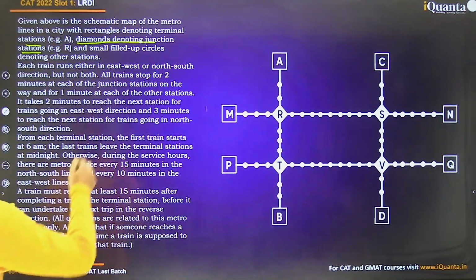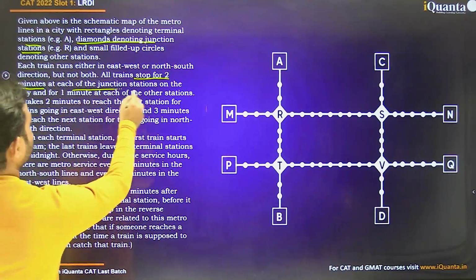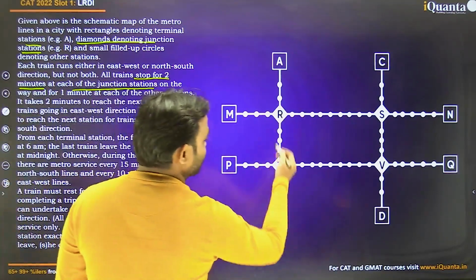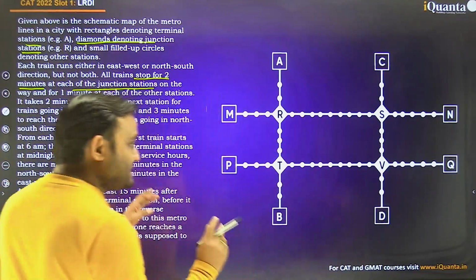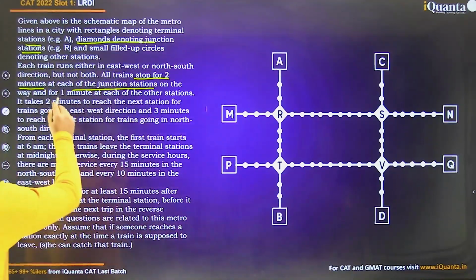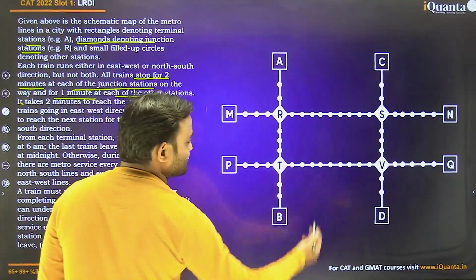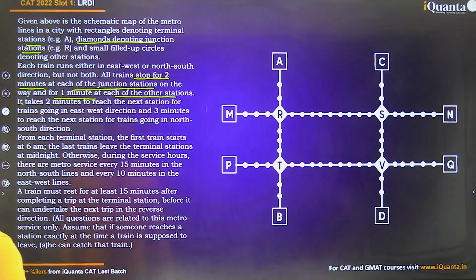Okay, now it says all trains stop for 2 minutes at each of the junction stations. So at R, T, V, S, the train will stop for 2 minutes, while for 1 minute at each of the other stations. So these small circles only for 1 minute.